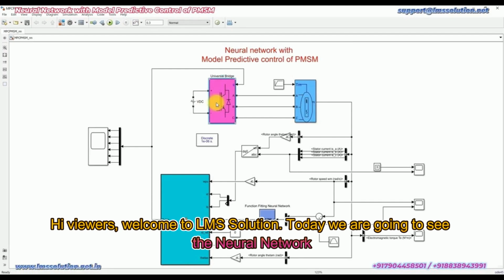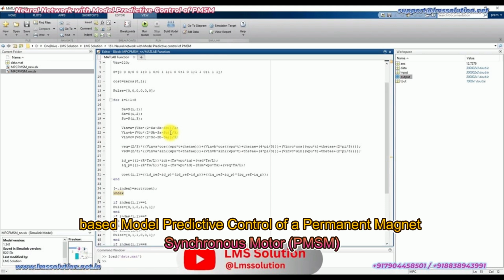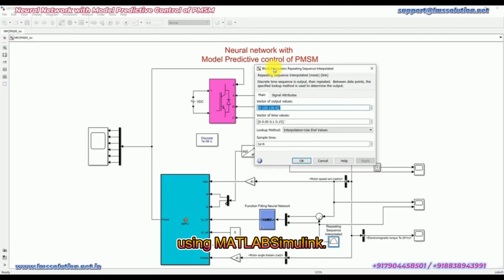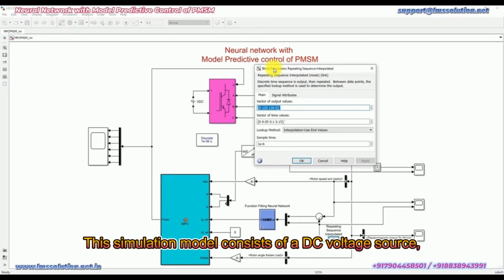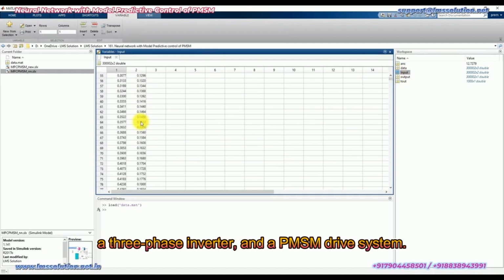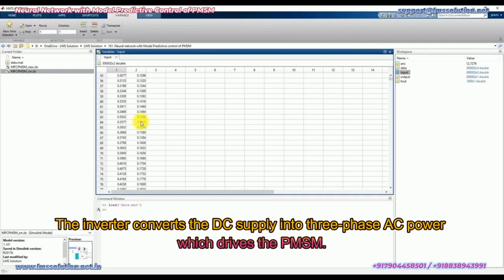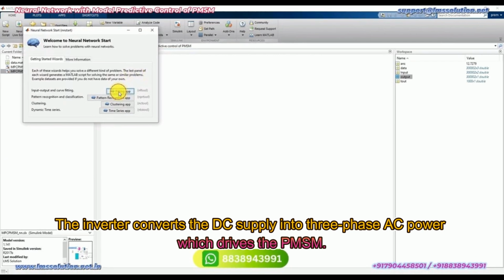Today we are going to see the neural network based model predictive control of a permanent magnet synchronous motor (PMSM) using MATLAB Simulink. This simulation model consists of a DC voltage source, a three-phase inverter and a PMSM drive system. The inverter converts the DC supply into three-phase AC power which drives the PMSM.